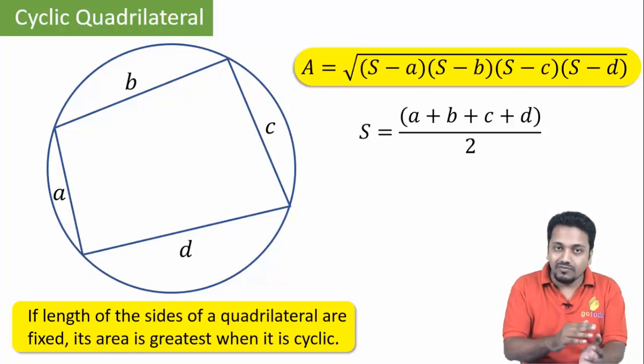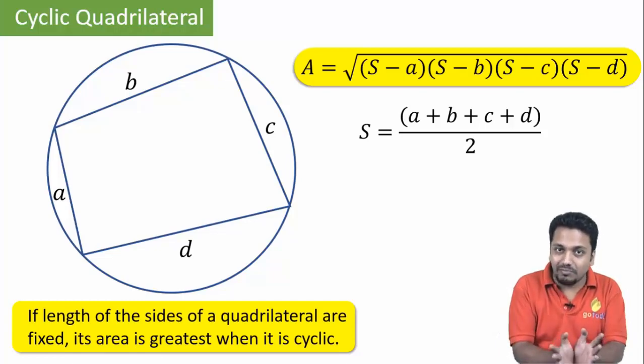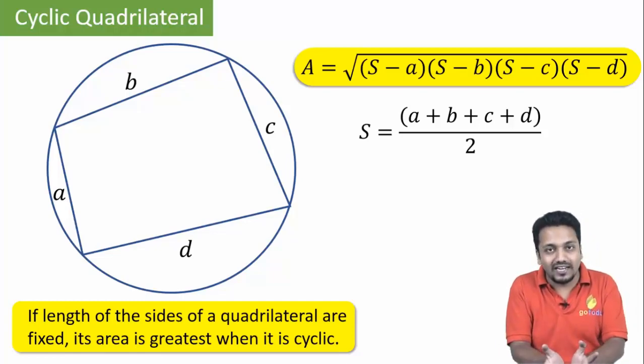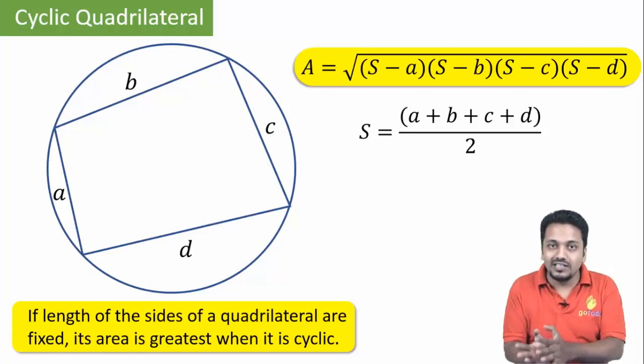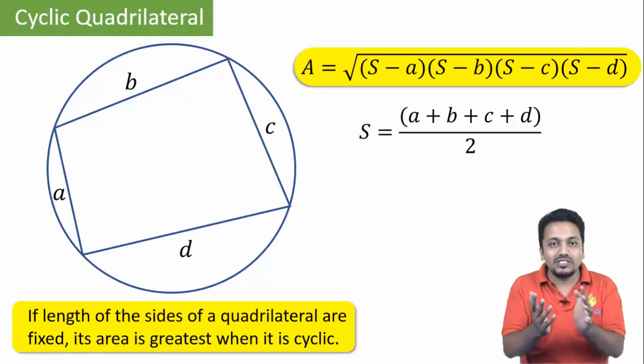As we studied earlier, for a triangle, if 2 sides are fixed, then the maximum area was in the case of a right triangle. Here, for a quadrilateral, if 4 sides are fixed, then the maximum area is in the case of a cyclic quadrilateral.